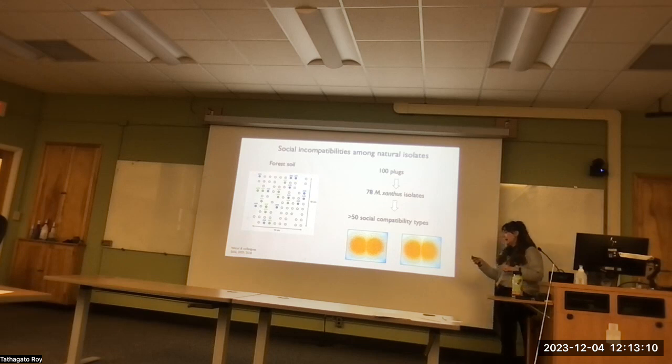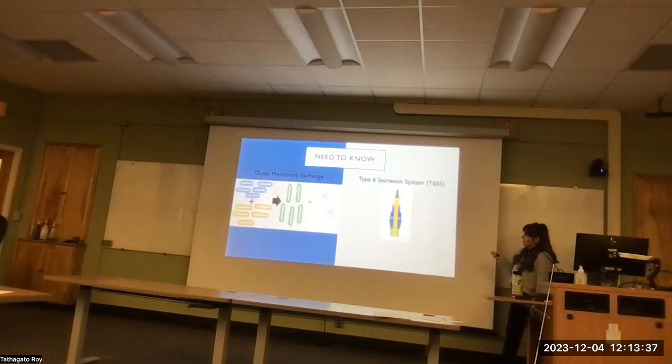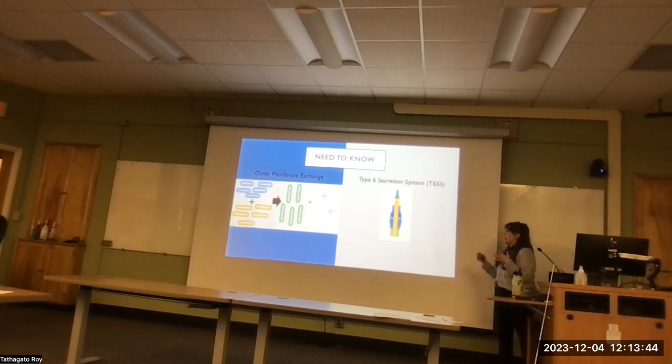Of these 78 isolates, there were a total of greater than 50 social compatibility types, which were tested here, showing the colony merger incompatibility. You can see the incompatibility by this little demarcation line where the bacteria have not merged with each other. Here you can see that there is compatibility. They have merged. There is no line. Moving forward, we can talk a little bit more about how Myxo is able to mediate these incompatibilities.